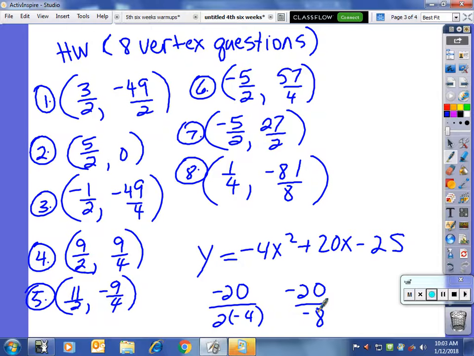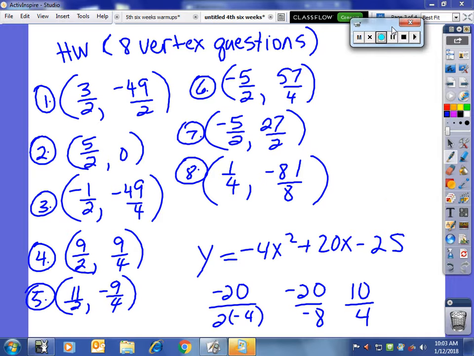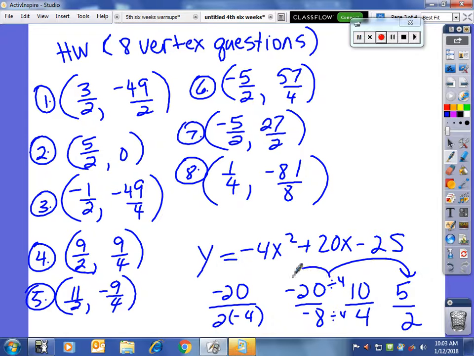What can they be divided by? 4. Some kids divided by 2, and they got 10 over 4, but that's still reducible. If you divide by 2 again, you're going to get 5 over 2. Or you could have chosen to divide by 4 in the beginning, and you would end at 5 over 2. So if you got the y value right but the x value wrong, you can just take off 5 points. Just reduce, because on multiple choice items, they're not going to have negative 20 over negative 8 as the choice. They're going to have positive 5 over 2. So I want you to get into good habits.